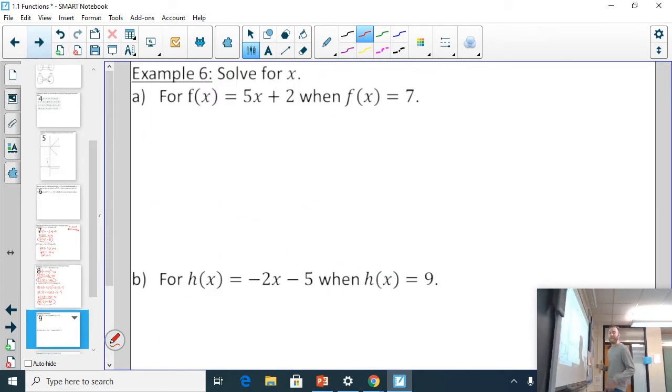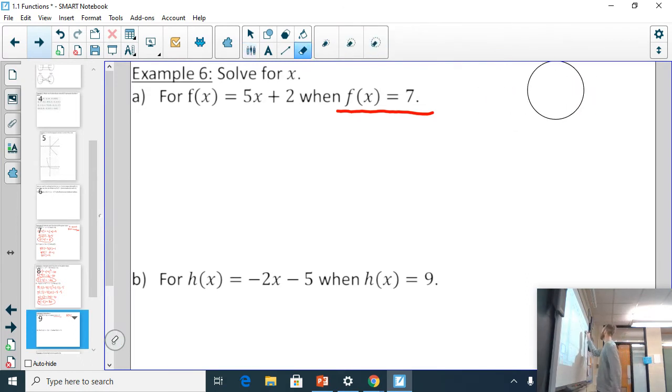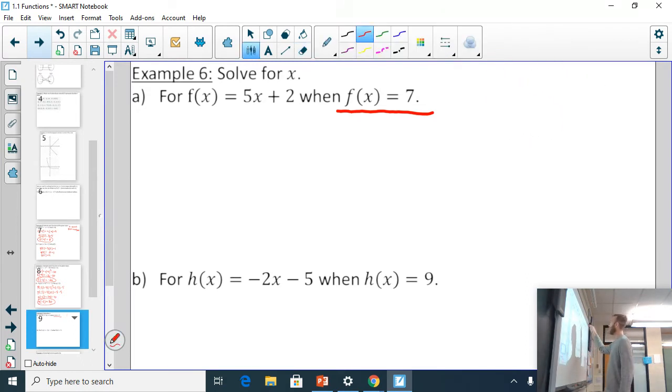Now, for these ones, we have to be careful what it's asking. So we're given f of x, and we're told to solve for x. So this one is different. And it tells us f of x equals 7. Remember the other ones, we had something like f of 7, right? And then we plug 7 in for x. But notice these two are different things. This is saying f of x is 7. The entire output f of x is 7.